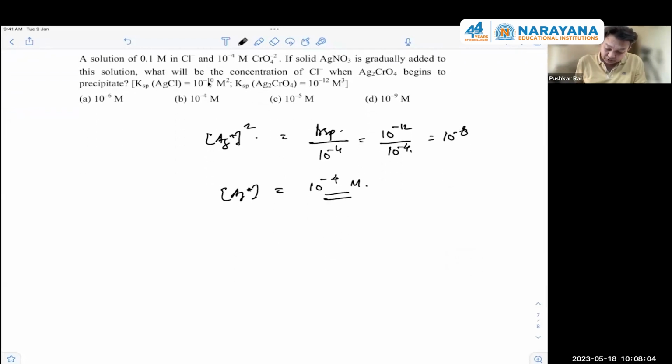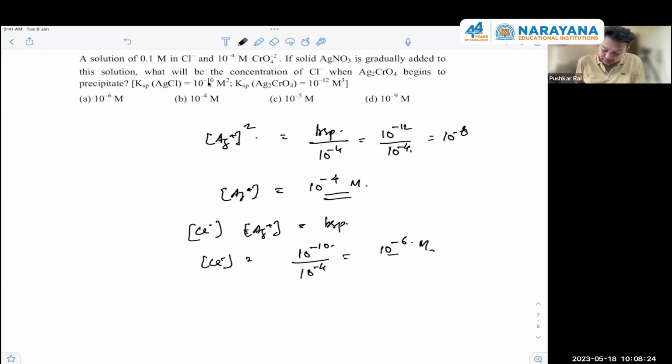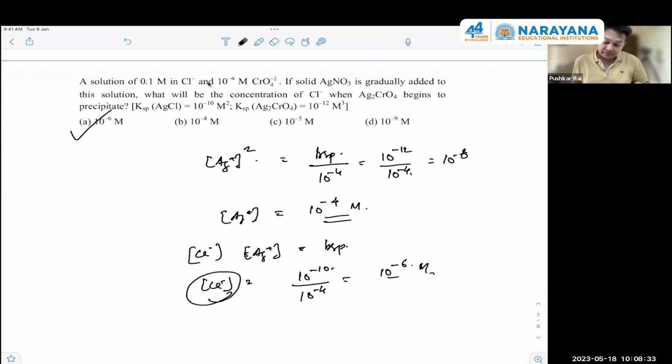So if Ag plus is 10 to the power minus 4, what will be the Cl minus concentration here? Cl minus into this Ag plus must be equal to what? Ksp. So Cl minus here will be equal to Ksp, which is 10 to the power minus 10, divided by Ag plus, 10 to the power minus 4. So that is coming out to be 10 to the power minus 6 M. So when Cl negative is 10 to the power minus 6 M, then it will start getting precipitated. So what is the answer? A is the answer.